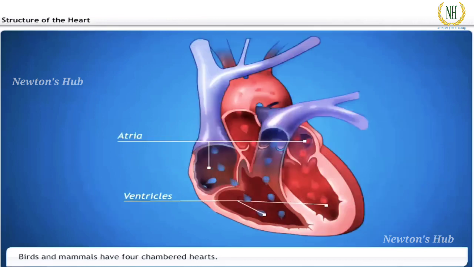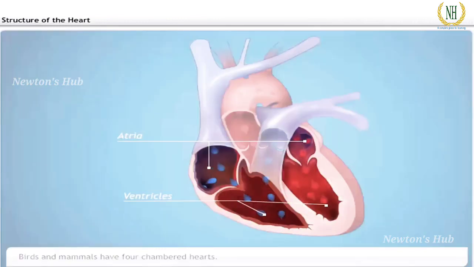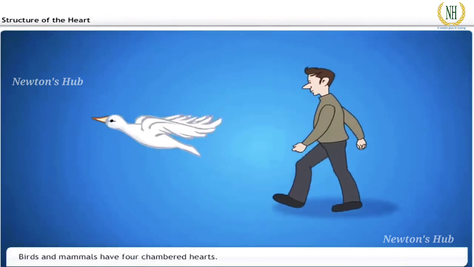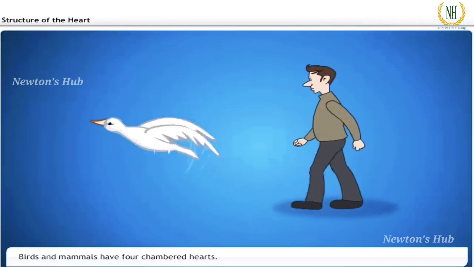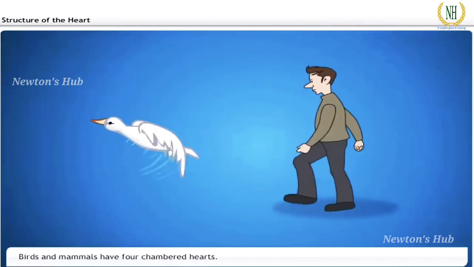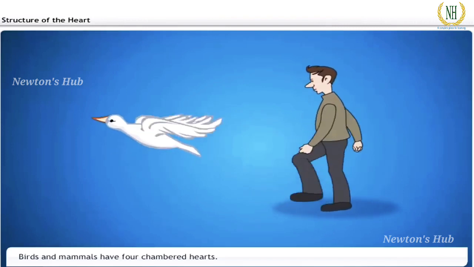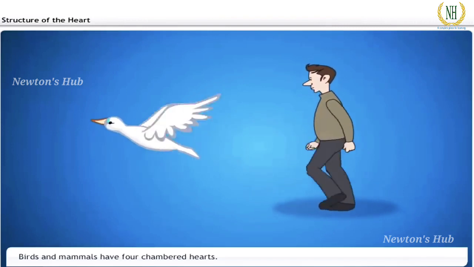The atria and ventricles are completely separated so that oxygenated blood does not mix with deoxygenated blood. Since oxygenated blood is segregated, it allows an efficient supply of oxygen to the body. This is useful in warm-blooded animals like birds and mammals, who constantly use energy to maintain their body temperature.